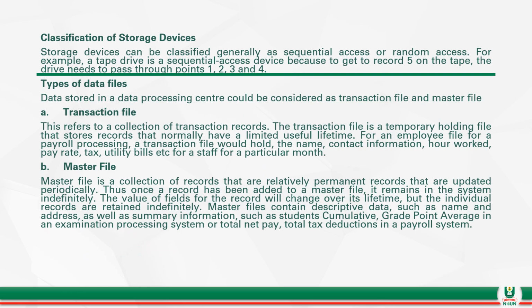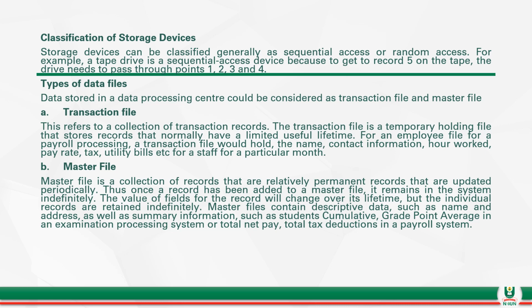Then, classification of storage devices. Storage devices can be classified generally as sequential access or random access. For example, a tape drive is a sequential access device because to get to record 5 on the tape, the drive needs to pass through points 1, 2, 3, and 4.